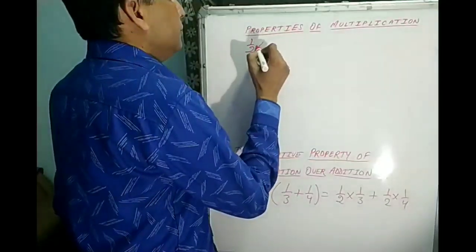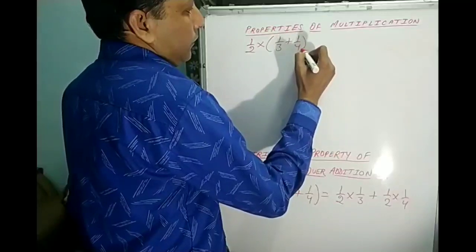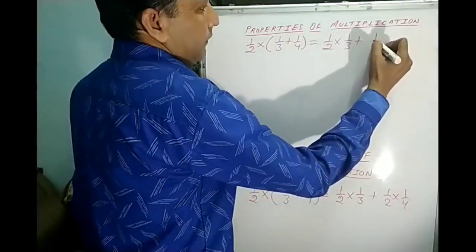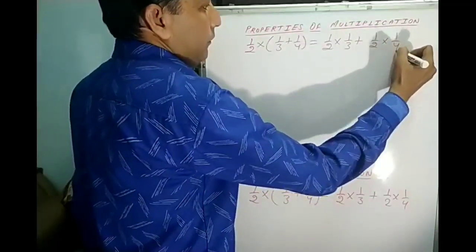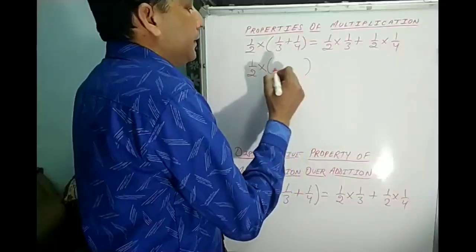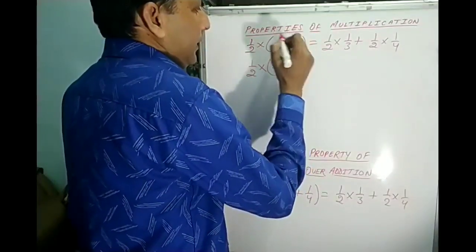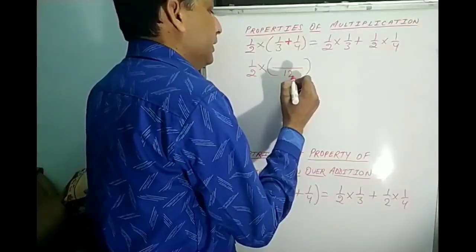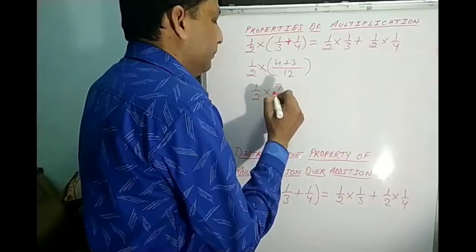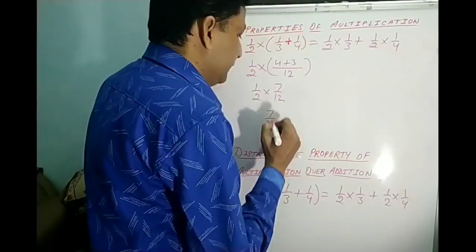1 upon 2 multiplying by 1 upon 3 plus 1 upon 4 is equal to 1 upon 2 multiplying by 1 upon 3 plus 1 upon 2 multiplying by 1 upon 4. According to BODMAS, first of all we will solve the bracket, and in the bracket you can see the two rational numbers are in addition form, so we will take the LCM, that is 12, 4 plus 3, and after adding we will get 7 upon 12, and the final answer will be 7 upon 24.